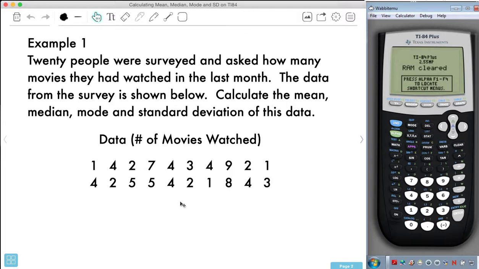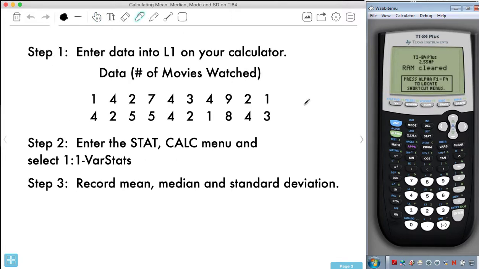So in example 1, 20 people were surveyed and asked how many movies they'd watched in the last month. The data from the survey is shown below. Calculate the mean, median, mode, and standard deviation of this data. The first thing we need to do is enter this data into the calculator. I've copied the data onto this slide for convenience.